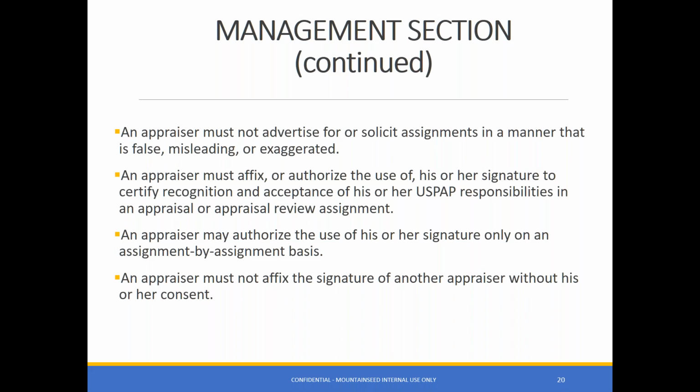An appraiser may authorize the use of his or her signature only on an assignment by assignment basis. So you can have an assistant or a secretary or someone else apply yours, even if it is a digital signature to an appraisal, but you can't give someone unlimited, unfettered access to your signature. It has to be on an assignment by assignment basis that you give permission. And again, an appraiser must not affix the signature of another appraiser without his consent. Almost common sense, right? You can't sign somebody else's work for them.